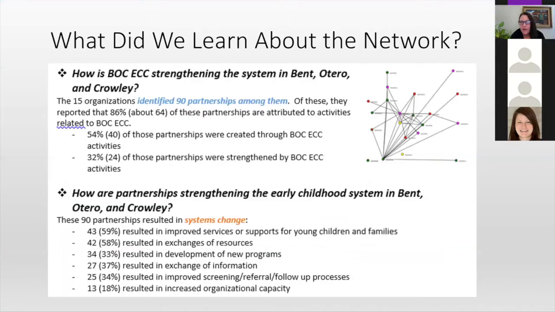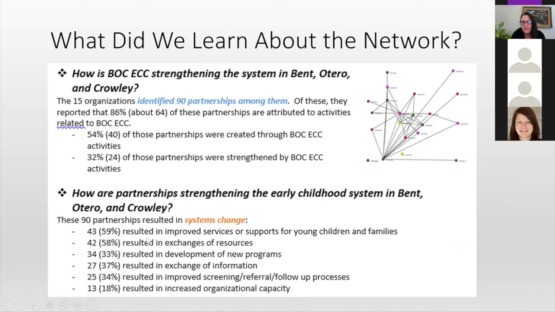Okay, so I'm going to go through a little bit of how we take this data and turn it into some lessons. So this is now where I'm looking at just this one. These were three counties that are just super small. This is how we took some of that data and reported it out. So this was the question around attribution. And then we asked people here, how are partnerships strengthening the early childhood system? Here's where, of 43 dyads, 59% said they resulted in improved services or supports for children.